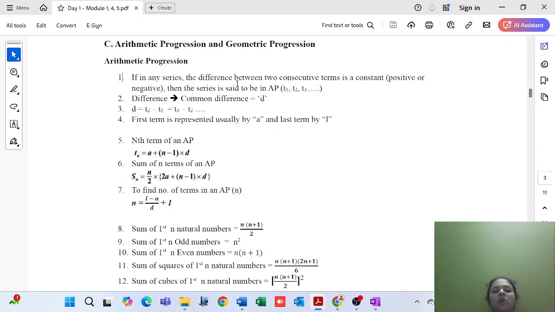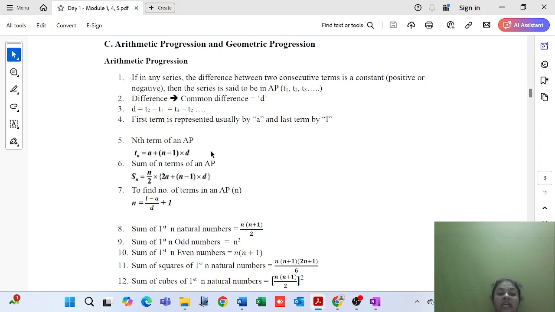So that is called an arithmetic progression, where this difference is called the common difference, and the difference is given by the value of the second term minus first term, or third term minus second term, fourth term minus third term, and so on. Everything will remain the same, which is given as D. So that is what I have given in the formula. D is equal to T2 minus T1, which is T3 minus T2, and so on. And the first term is usually represented by the letter A and the last term by L.